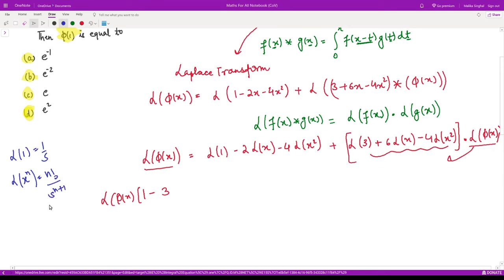And yeah, that's all that is required in this question. So it would be 1 minus 3 by s, right? Then plus 6 times the Laplace of x. What would be that? 1 by s square. Minus 4 times the Laplace of x to the power 2. That would be 2 factorial divided by s to the power 3.